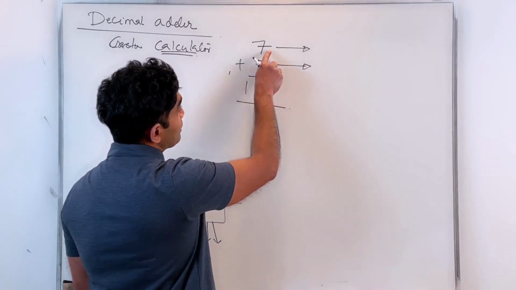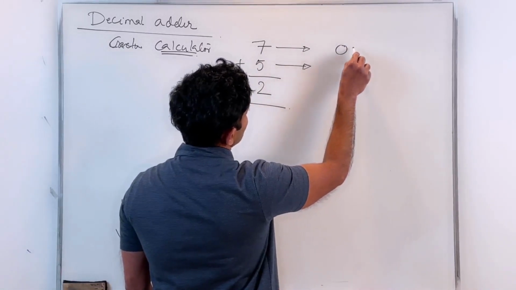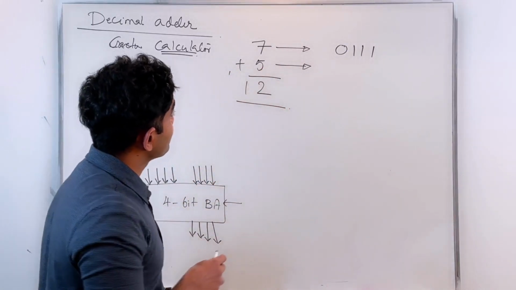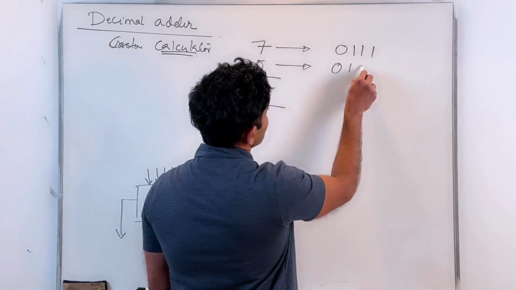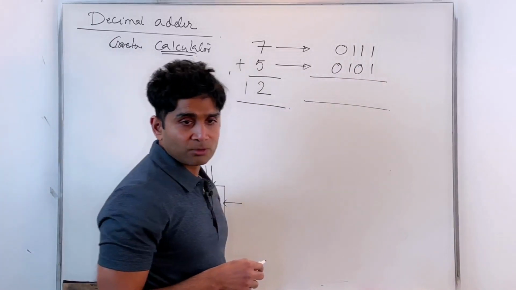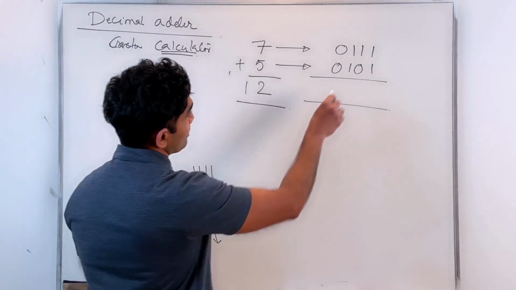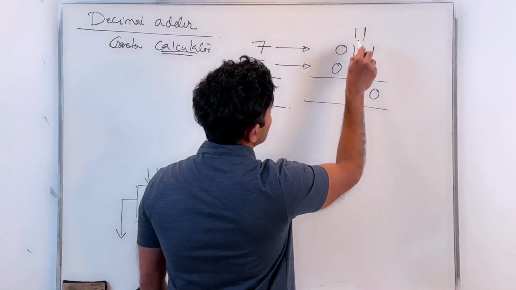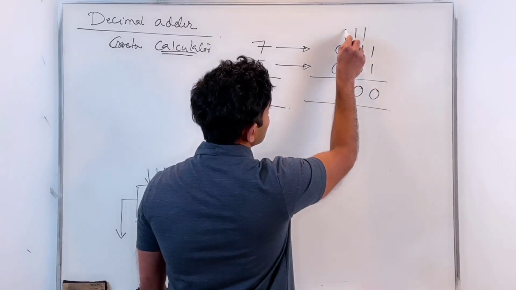The corresponding binary coded decimal value for 7 is 0, 1, 1, 1. The corresponding binary coded decimal value for 5 is 0, 1, 0, 1. I'm adding them together. And what do I get? 1 plus 1 is 0, 1, 0 carry 1. 1 plus 1 is 1, 0. 1 plus 1 plus 1 is 1, 1, 1.